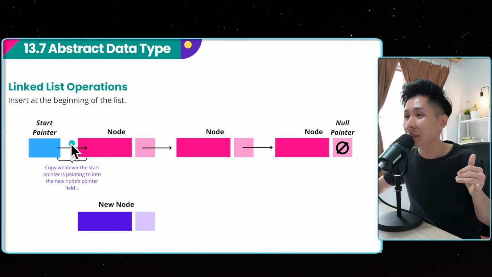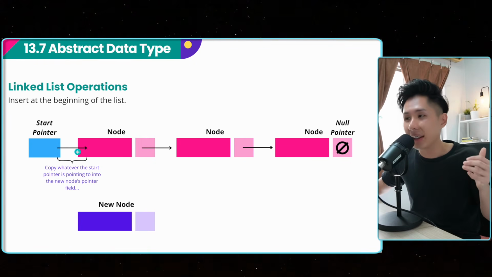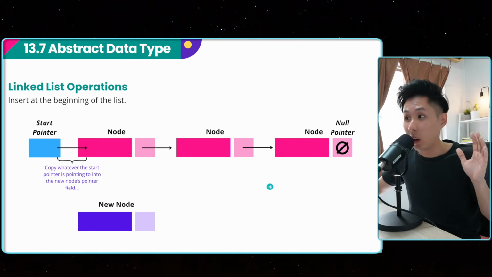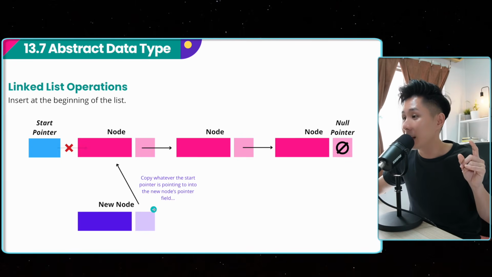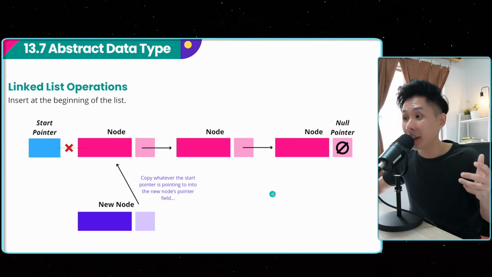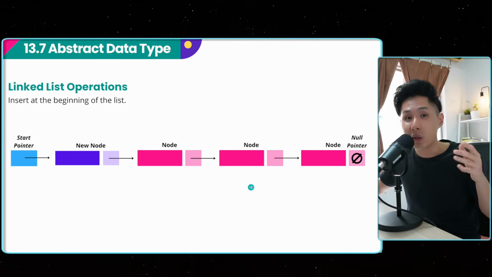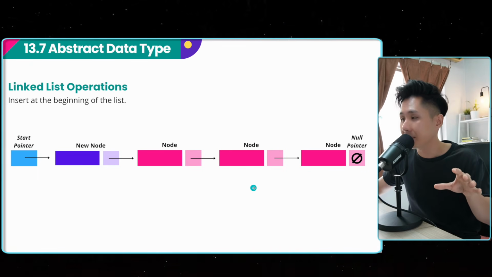Let's say I want to insert a new node into the beginning of the list. What I need to do is just copy whatever the start pointer is pointing to. So the start pointer is pointing at this, from the new node's point of view, meaning here. So I'm going to click. Whatever the start pointer is pointing to is now in the reference of the new node. And the start pointer will now point to the new node. And this is how you add an item to a linked list at the beginning of the list.